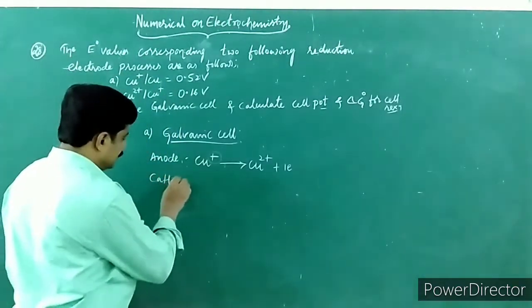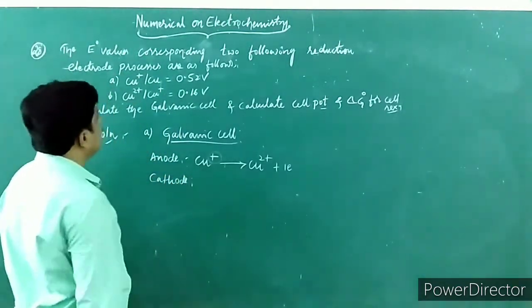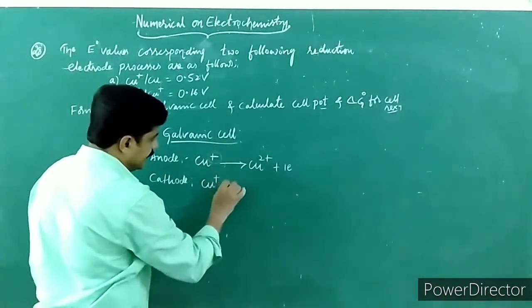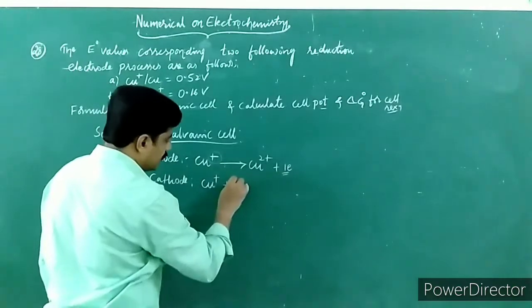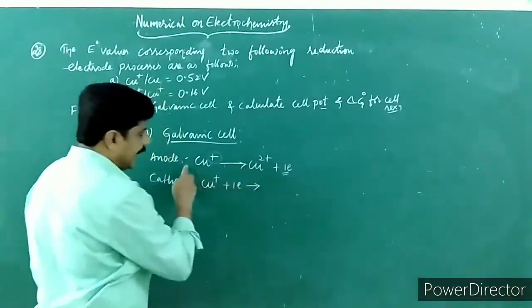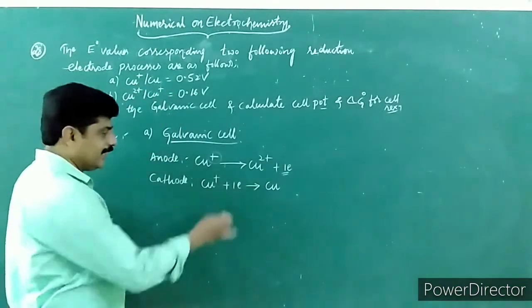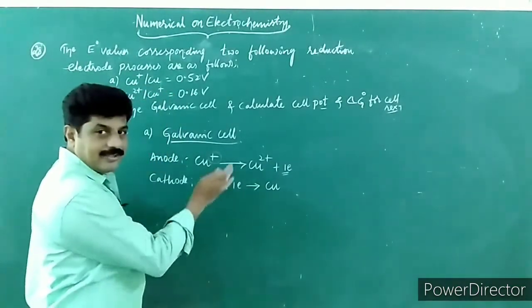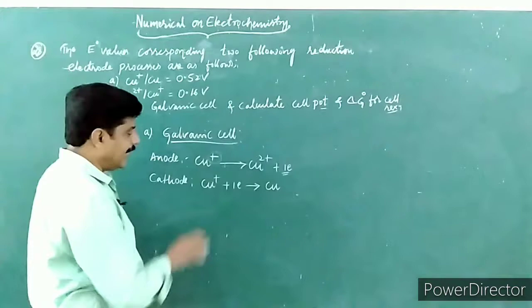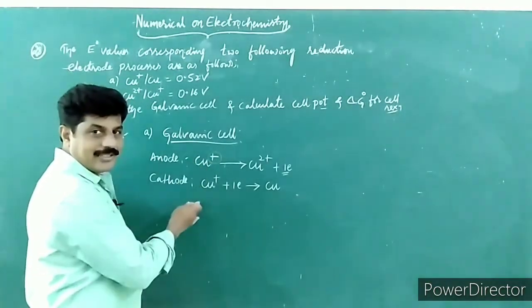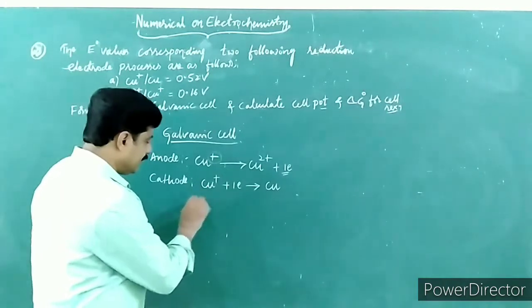Cathode. Children, at the cathode, look here. Cu+ takes up the electron which is lost by the first reaction to get reduced to Cu. Reduction takes place. You know that reduction takes place at the cathode. Now once you know the anodic and cathodic reactions, I can represent the cell.